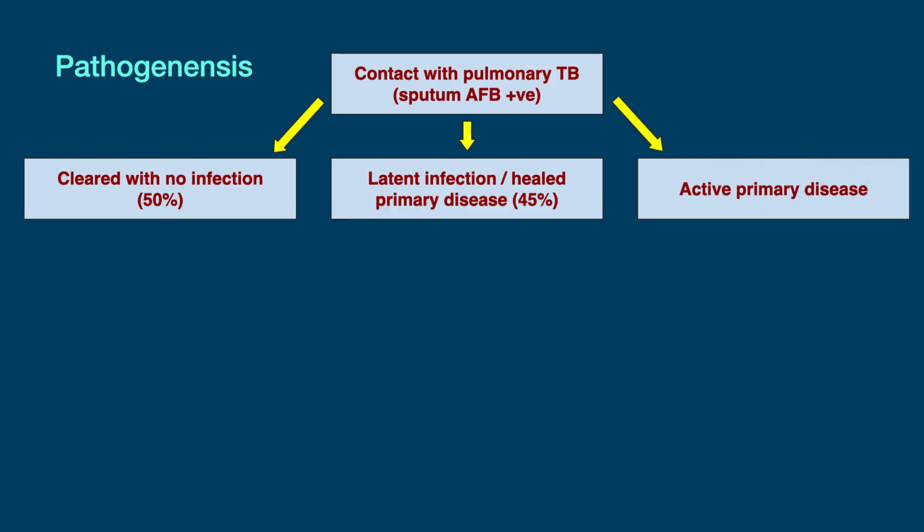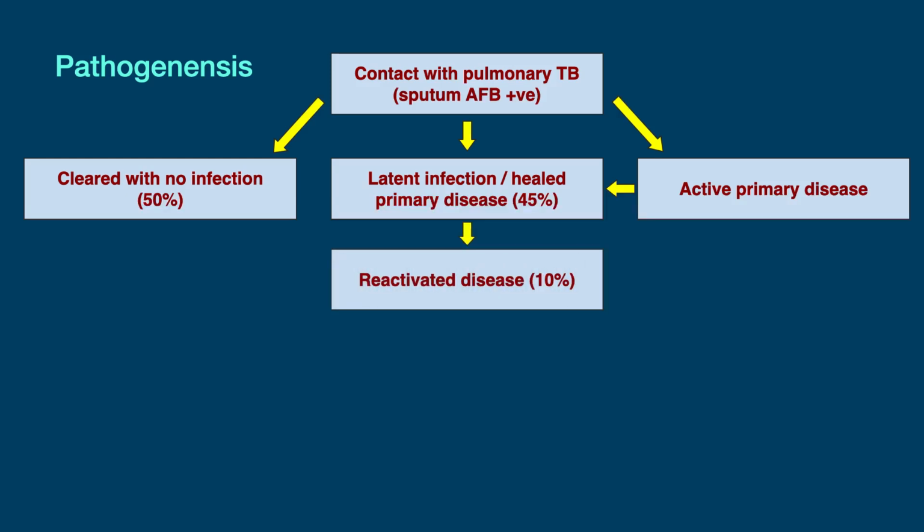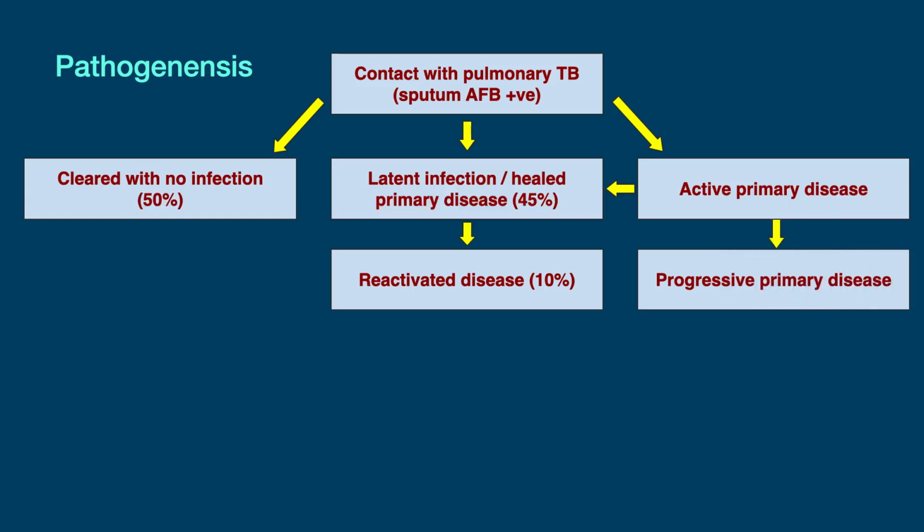Some of the active primary disease will heal with treatment. The disease can be reactivated in those with latent infection 10% of the time. There is an increased risk of reactivation in increasing age, malnutrition, use of steroids, HIV infection, and in the use of anti-tumor necrosis factor treatment.